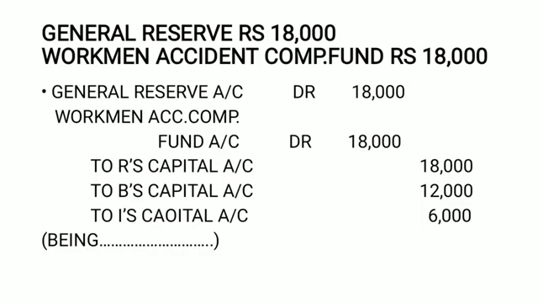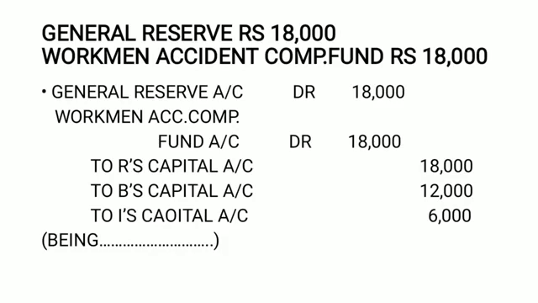General reserve account debit. Why has general reserve account been debited? Because general reserve basically has a credit balance in the balance sheet. So, when the amount of general reserve is to be given to the partners, general reserve account is to be debited and that account is being closed. Similarly, workman accident compensation fund account debit, which is basically credit. So when you distribute this amount among the partners, you will debit it.